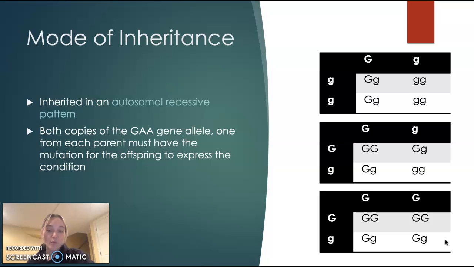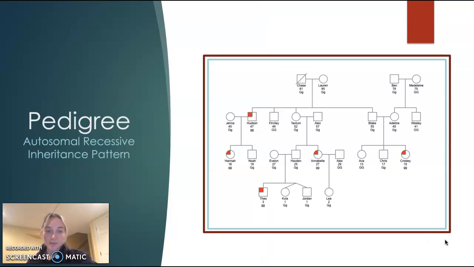Finally, we see one parent here who is homozygous dominant and does not express Pompe disease, and one parent who is a carrier. In this case, there's a 0% chance that the child will have Pompe disease, but a 50% chance that the child will be a carrier. So let's take a look at a pedigree.